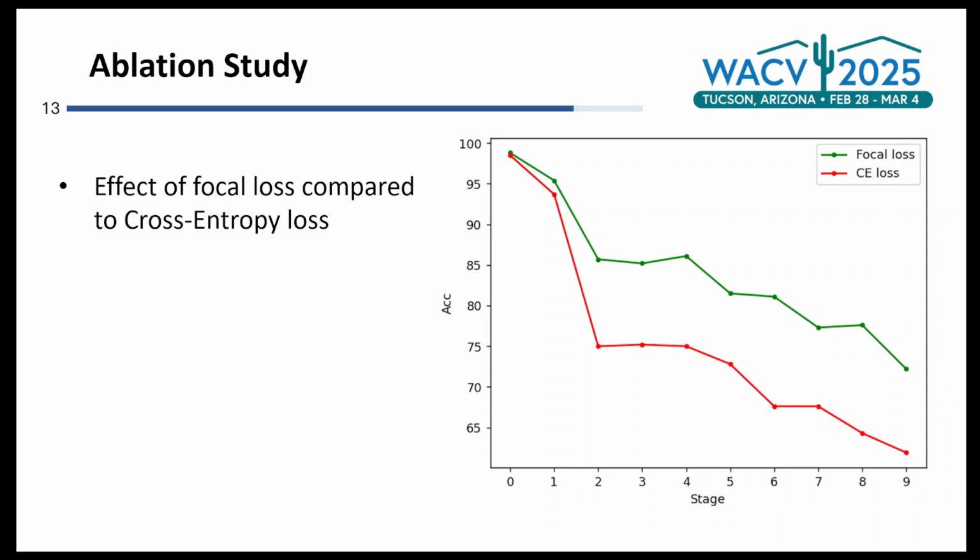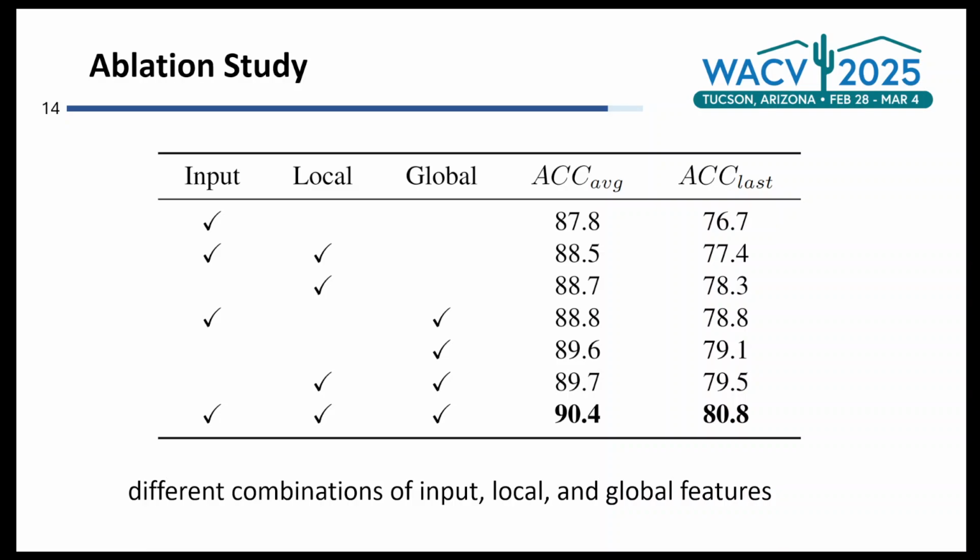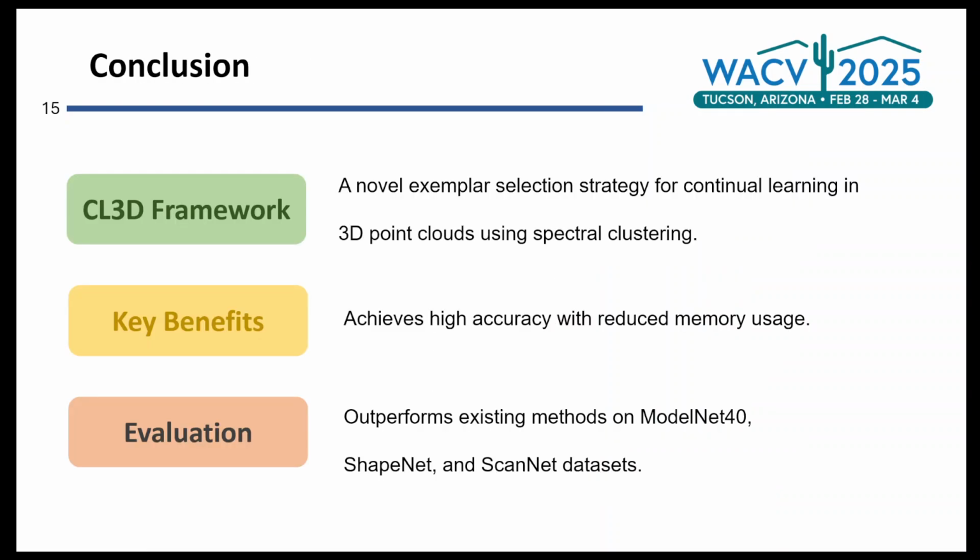For the ablation study, we show the effectiveness of focal loss compared to cross-entropy loss. As you can see, the plot shows the advantage of focal loss in handling class imbalance. In another ablation study, we're going to explore different combinations of input, local, and global features. The results show that combining all 3 features gives the best performance.